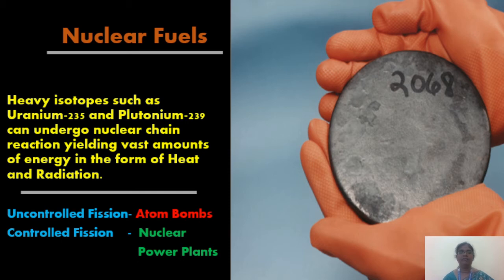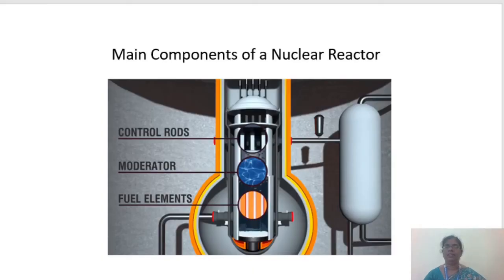If these fission reactions take place in a controlled manner, then they can be used in nuclear power plants for production of electricity. If these fission reactions take place in an uncontrolled manner, explosions happen. This phenomenon is used in atom bombs. The nuclear reactor consists of three core components: fuel elements, moderators, and control rods.